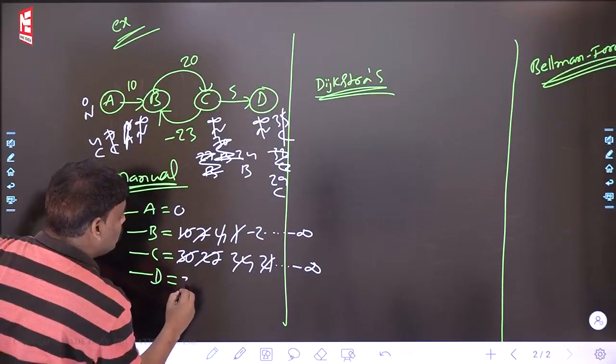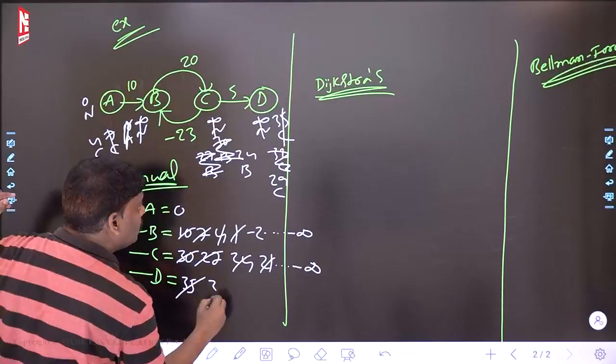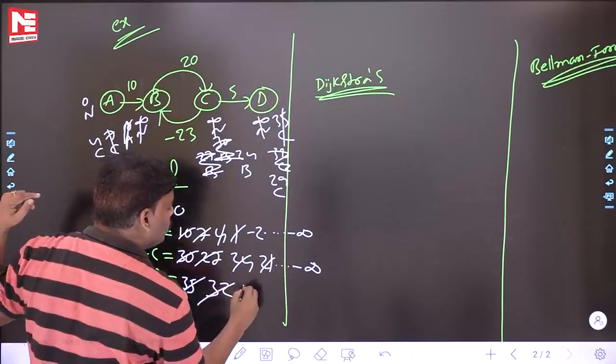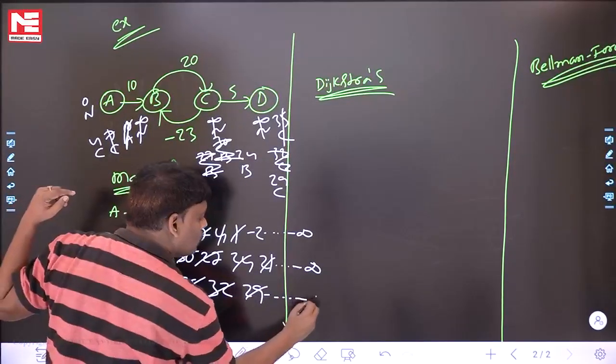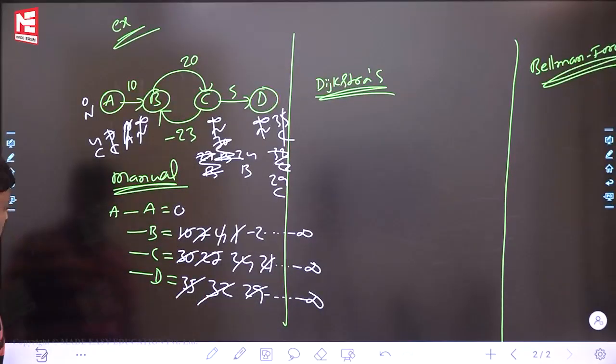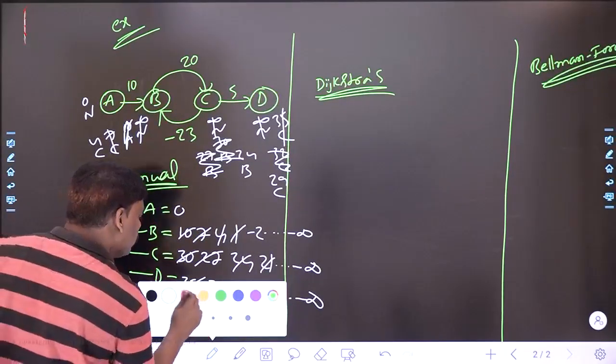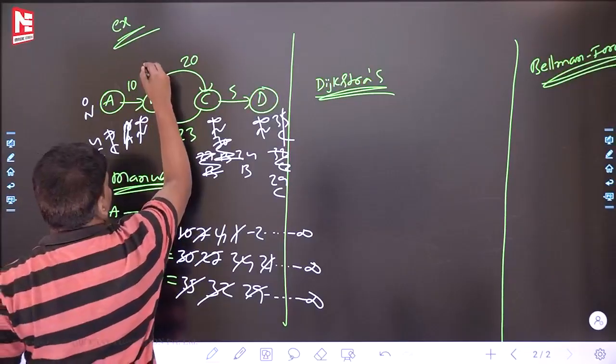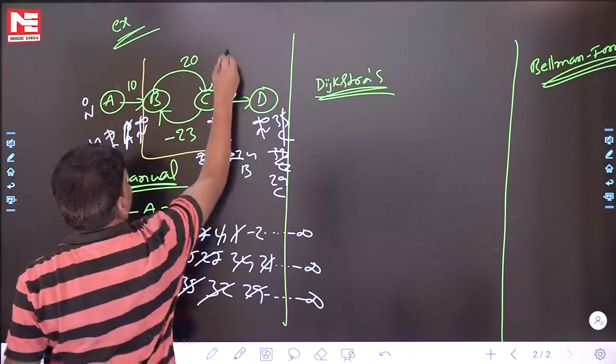What is the first time? 35. Next time? 32. Next time? 29. Continue. Minus infinite. Right? Like that. And one more. One small line, let me write. One small line. See the answer. See, everyone, now. See this line only.